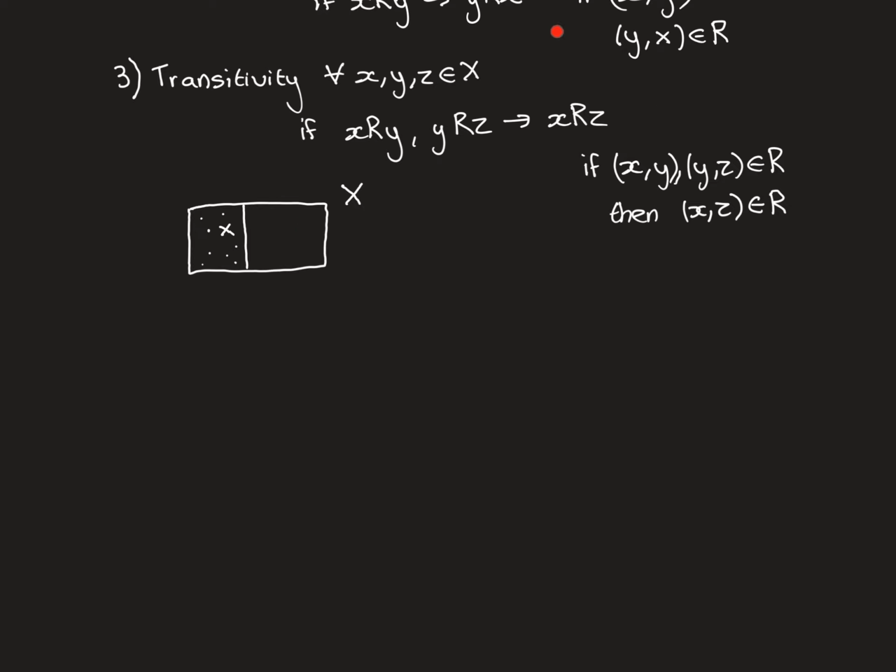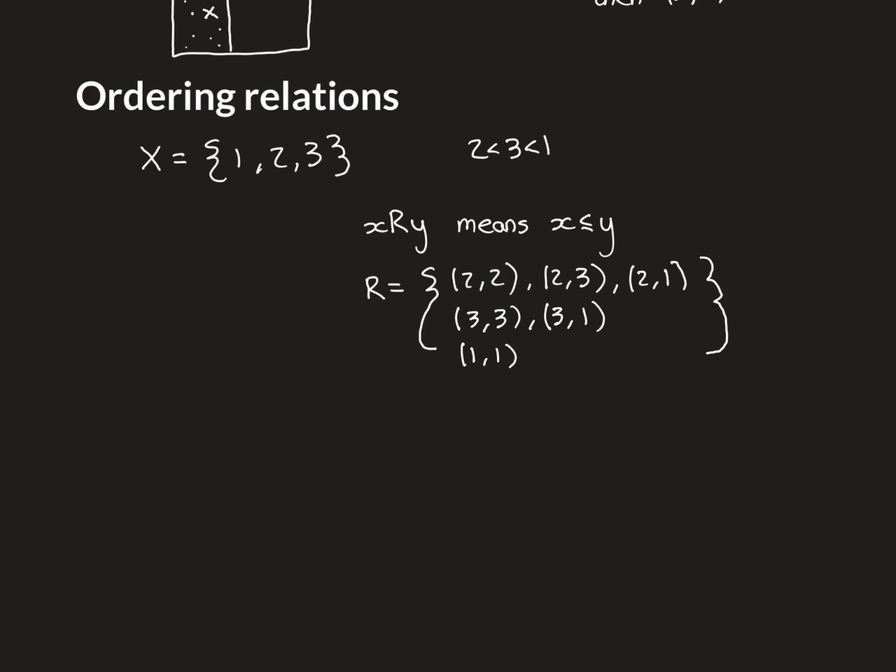So that's why these defining properties allow a relation that obeys them to be used to partition up a set, and that's why it's called an equivalence relation. Finally, let's just look at ordering relations.